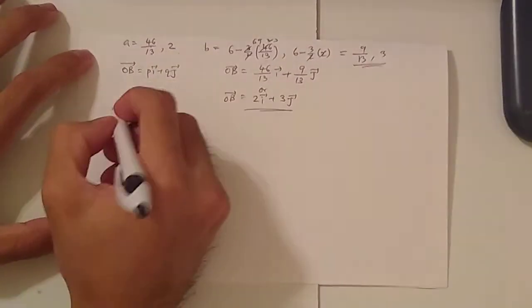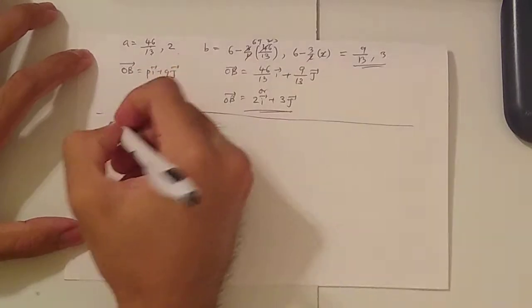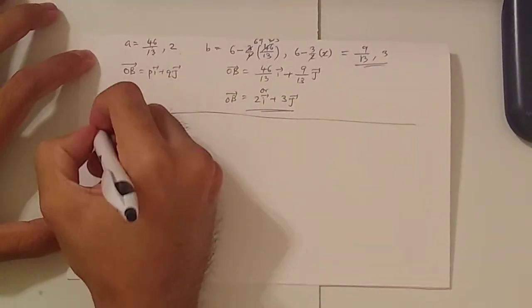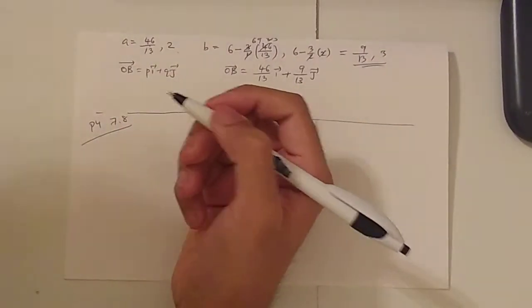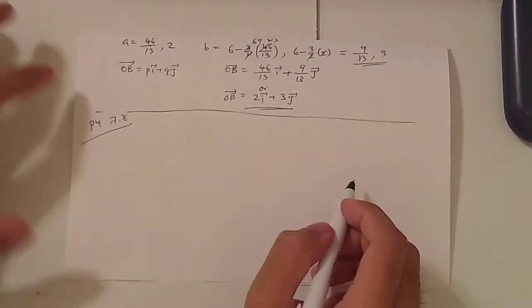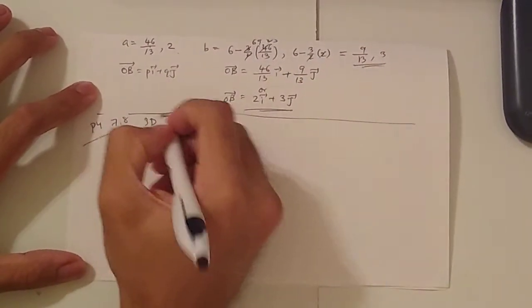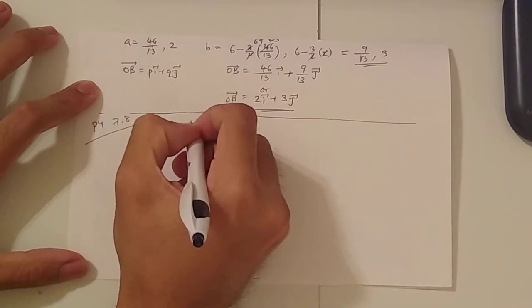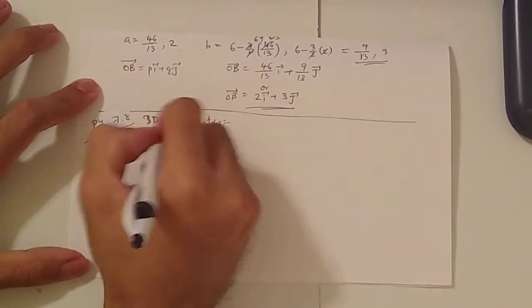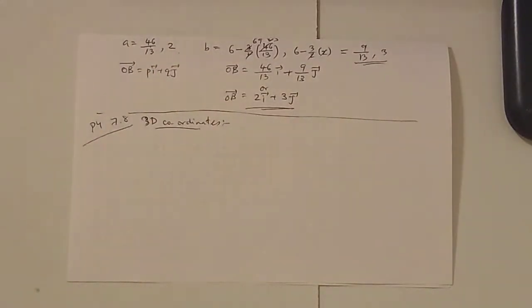In this video, we'll be discussing section 7.8 from chapter 7 of P4, and the section discusses 3D coordinates and 3D distances. We did discuss 3D coordinates and 3D distances in our previous section, so it will be more or less a revision over here.